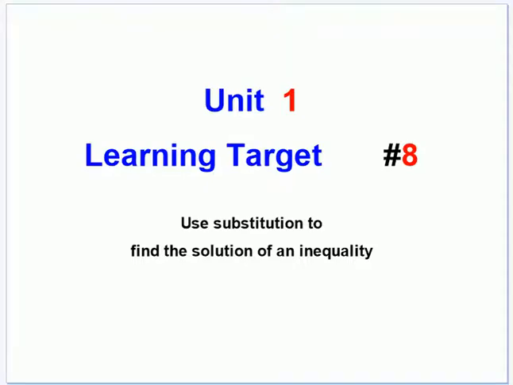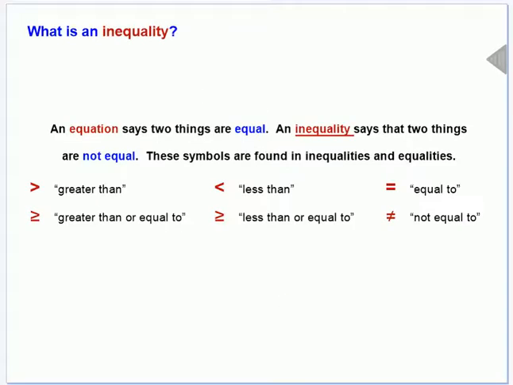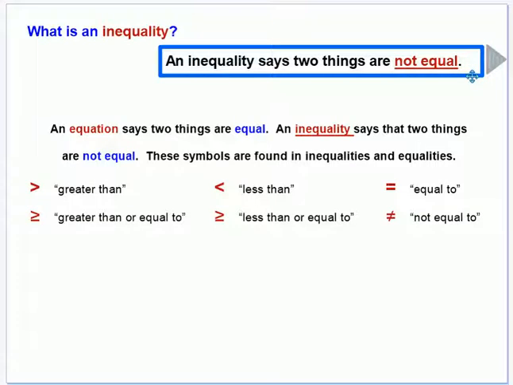Unit 1, Learning Target Number 8. Use substitution to find the solution of an inequality. Before we talk about inequalities, we should probably figure out what they are. An inequality is simply something that says two things are not equal.